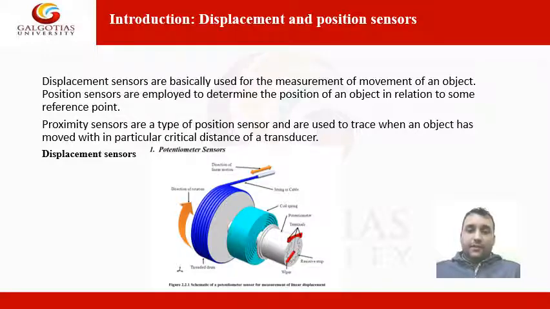This is a potentiometer sensor, where this is the direction of rotation. This is the string or cable. This is the coil spring. This is the potentiometer. This is the resistance strip.